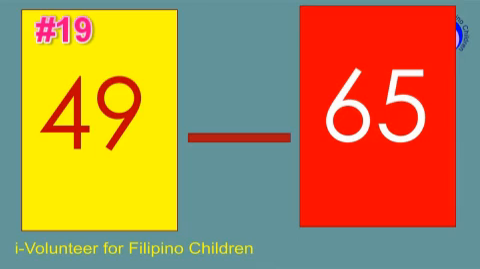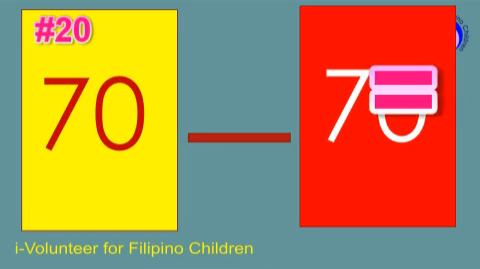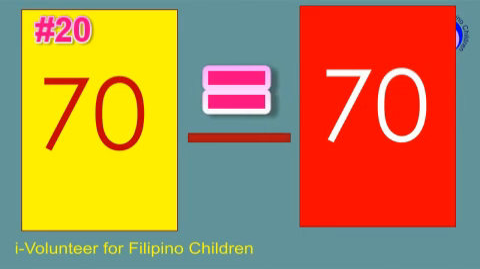Number 19. Complete the expression. The correct answer: 49 is less than 65. Number 20. Complete the expression. The correct answer: 70 is equal to 70.